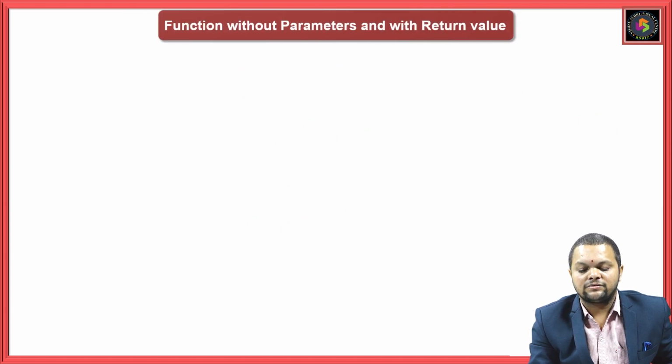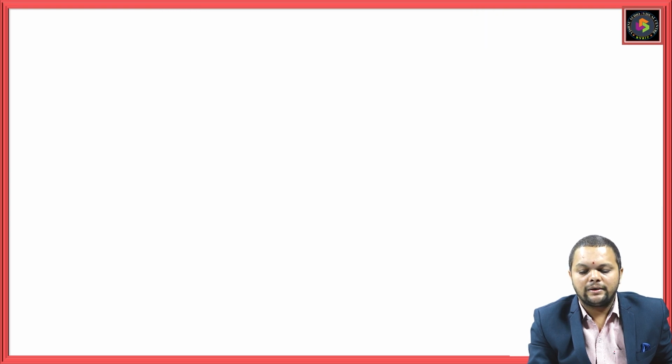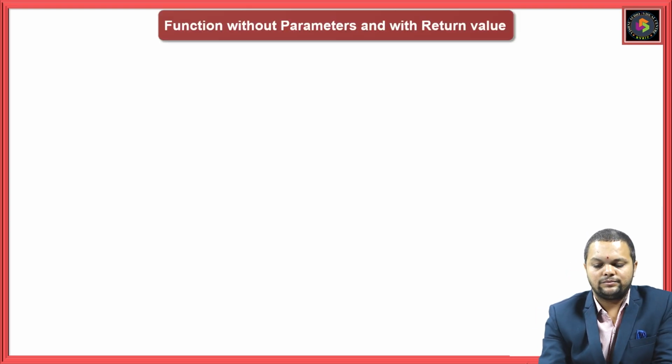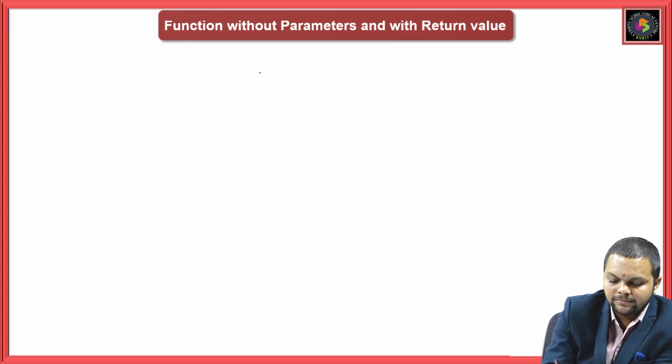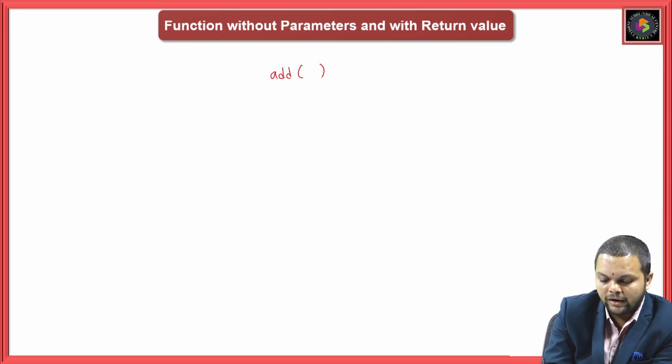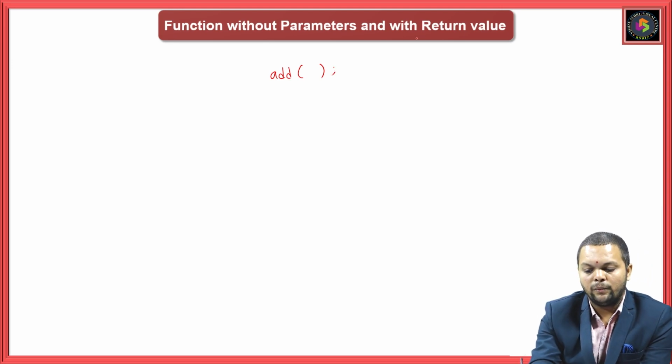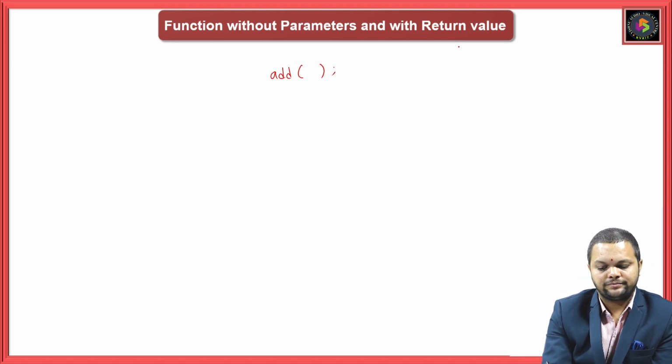So this is the classification function with parameters and without return value. We'll go with the next classification, without parameter and with return value. So without parameter, I'll just give an add function. Without parameter, no parameters. With return value, we'll see what we can return.